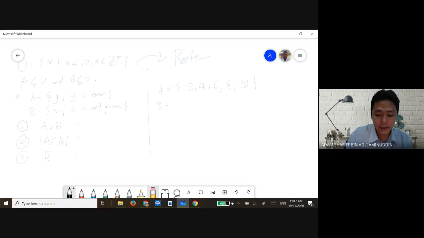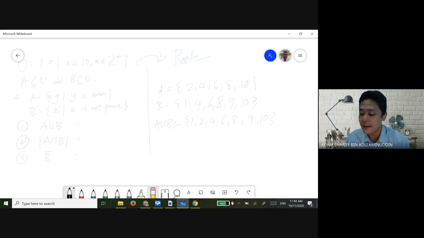Okay, for B, is not prime. Ni sedikit pening, tapi tak susah. 1 is not prime. Mungkin ada yang tersilap kat sini. 1 is not prime, 2 is prime, 3 is prime. So the next elements will be 4, 5, 6, 7, 8, 9 and also 10. Okay. A union B tak ada masalah, semua saya rasa 1, 2, 4, 6, 8, 9, 10.